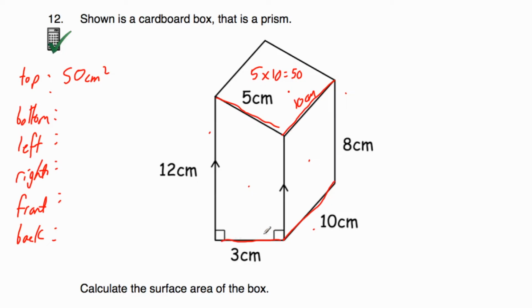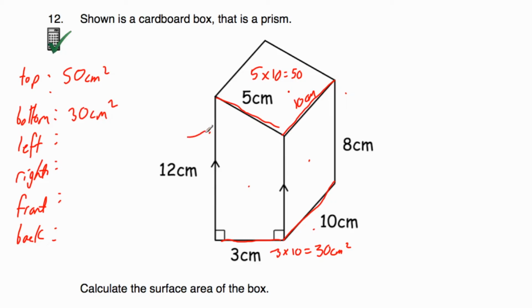So if we do 3 times 10, that'll be the area of the rectangle on the base of the prism. So 3 times 10 is equal to 30 centimeters squared. So the area of the base is 30 centimeters squared. So we've got the area of 2 faces. Now we've got the left and the right.